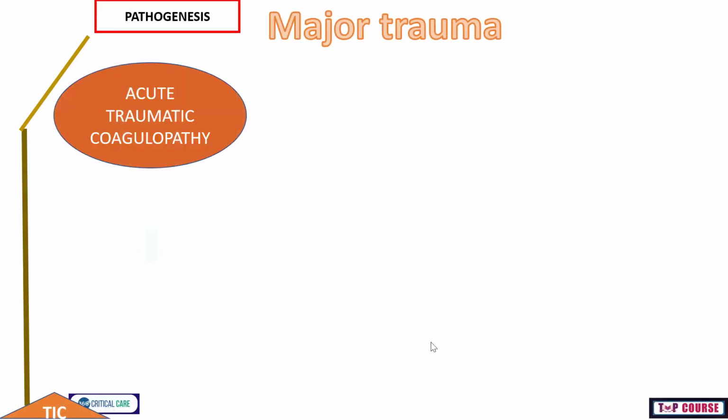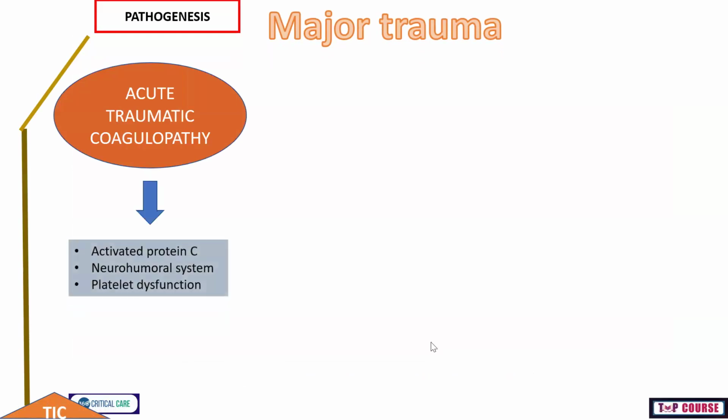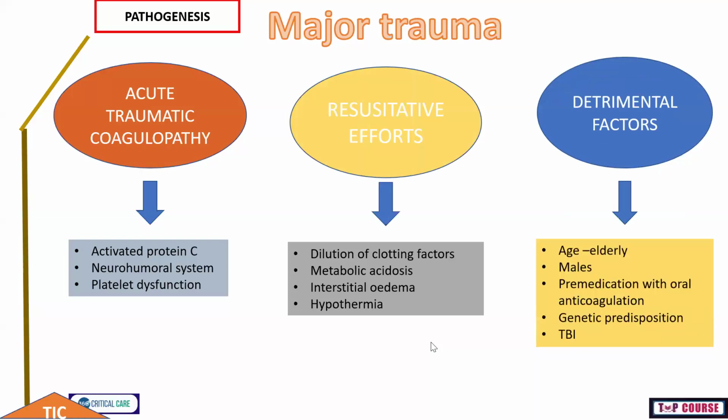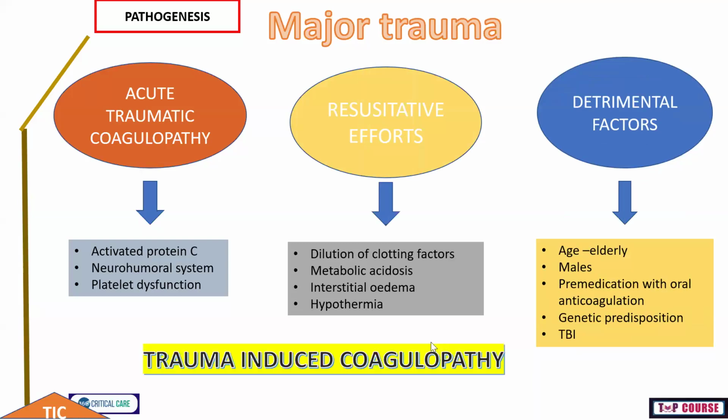There is acute traumatic coagulopathy because of activated protein C, that is your endotheliopathy, and neurohumoral activation, and that causes platelet dysfunction. Because of our resuscitative efforts, we have dilutional thrombocytopenia, metabolic acidosis, interstitial edema, and hypothermia. The detrimental factors in that particular patient, be it age, gender, or pre-medications if the patient is already on an anticoagulant or an antiplatelet, and genetic predisposition, and patients with TBI are usually prone to the occurrence of trauma-induced coagulopathy. I hope it's clear till here.